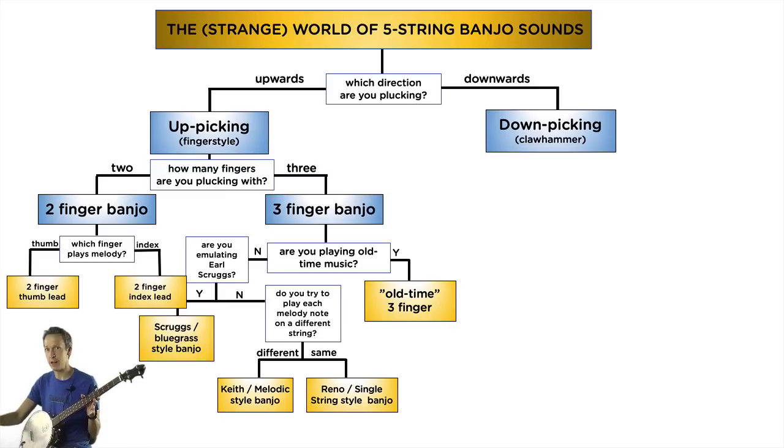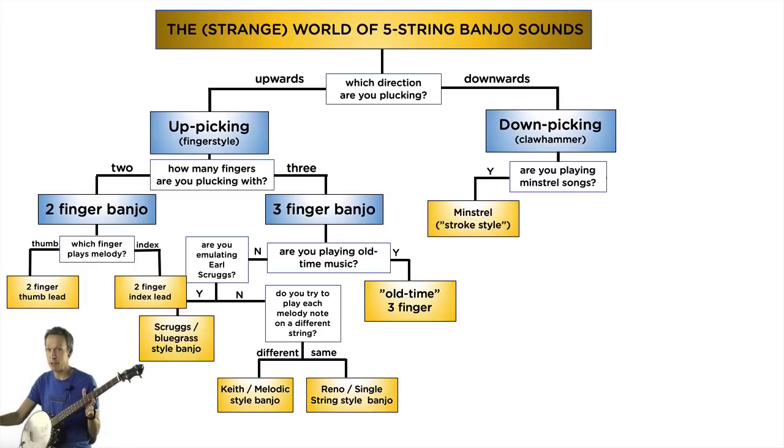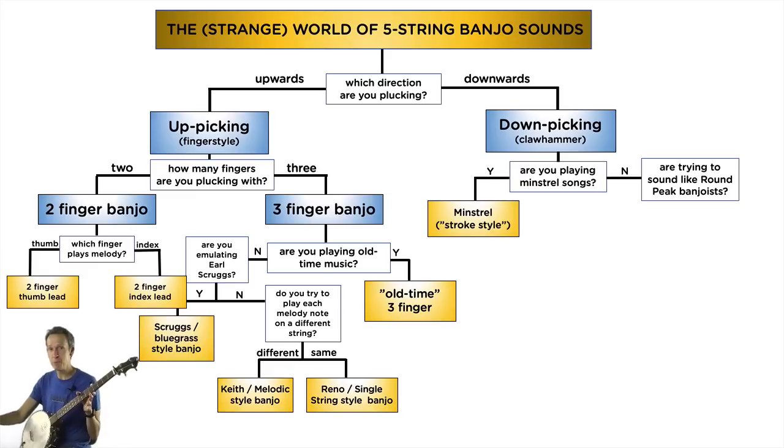So now let's further classify the world of down-picking or clawhammer. Next question is, are you playing minstrel songs? If the answer is yes, then you're playing minstrel banjo, also sometimes known as stroke-style banjo. If your answer is no, the next question is, are you trying to sound like a round-peak banjoist?